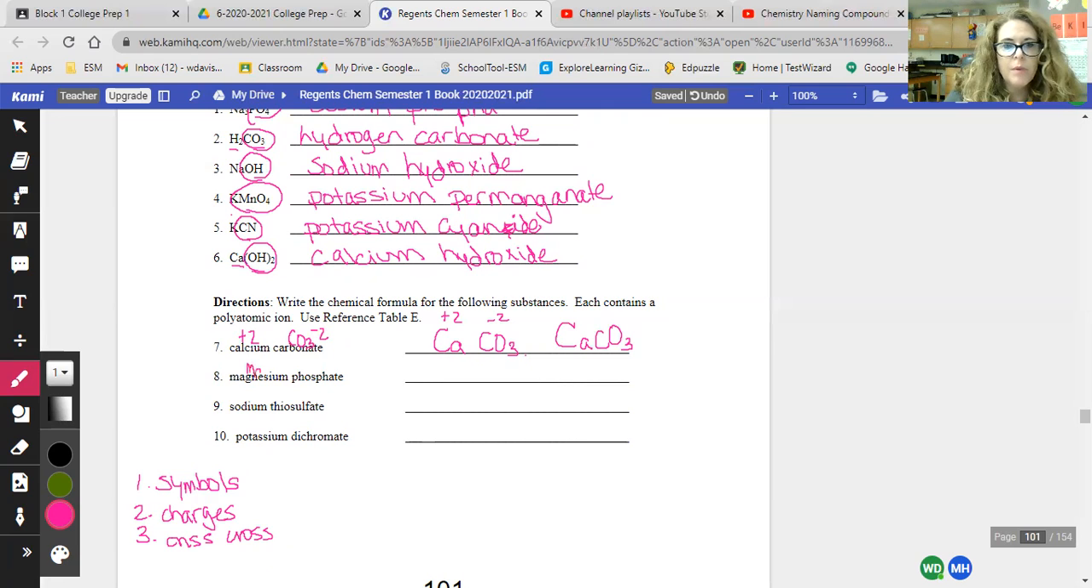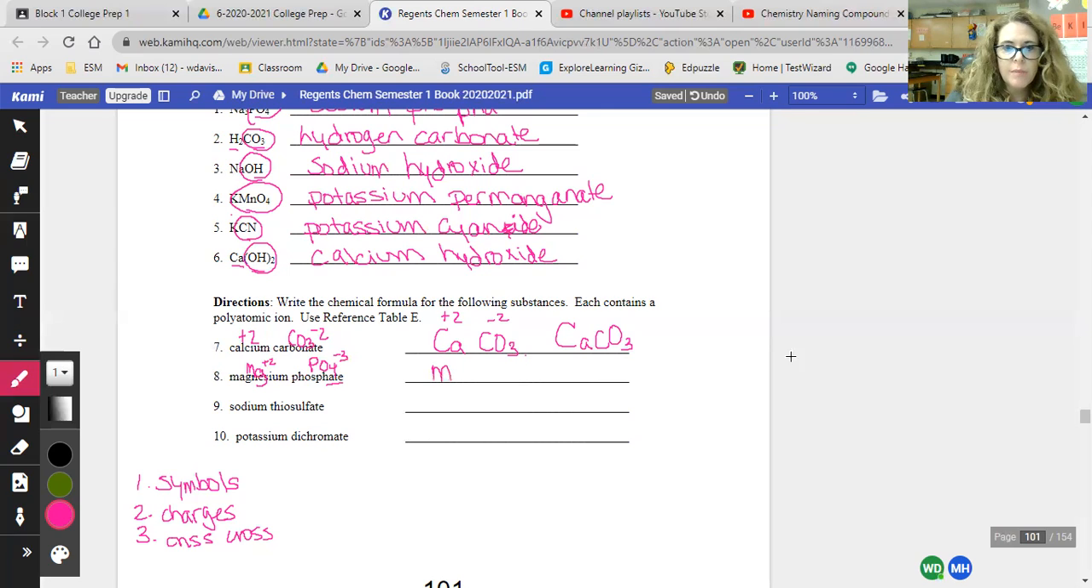So now I'm going to do magnesium and phosphate. Magnesium from the periodic table is Mg. And looking it up on table S, to make sure that I have the correct symbol, this is also a +2. And now phosphate, this tells me I'm looking on table E. So I find the word phosphate on table E, I copy the symbol, and then the charge. So I have a +2 and a -3.